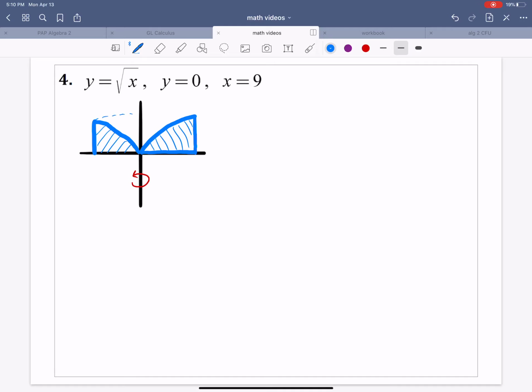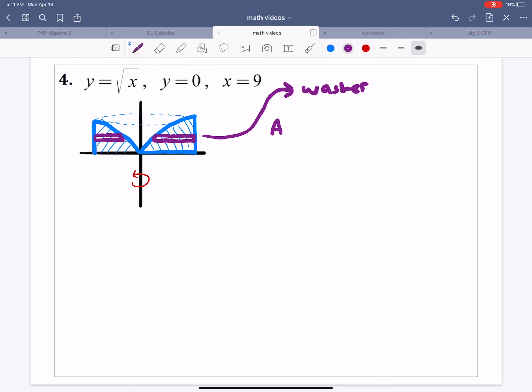And again, I like to show the rotation that happened here. Okay. All right, so very clearly when you draw a cross-section or think about the cross-section, you can see that there's going to be a big hole in the middle. There's space along the y-axis. So what that tells me is this cross-section is going to be a washer.